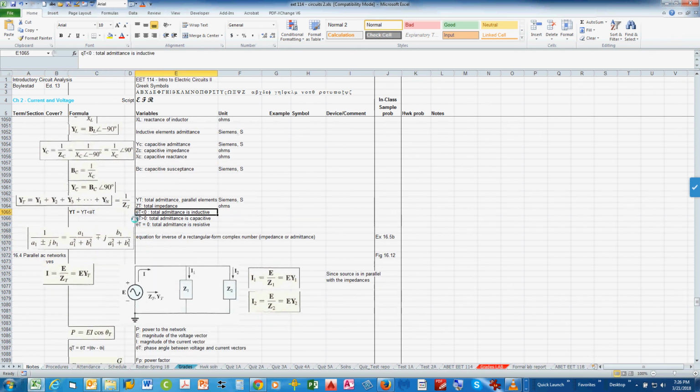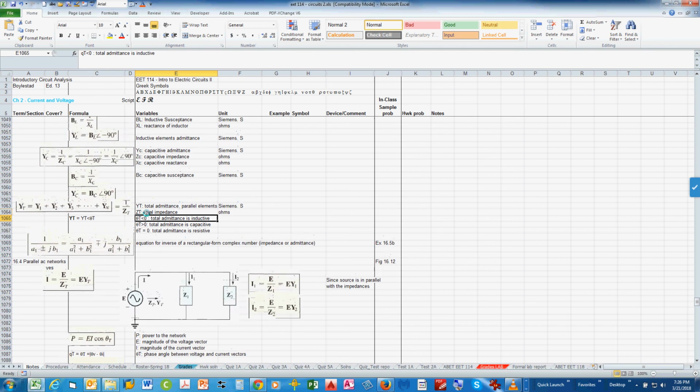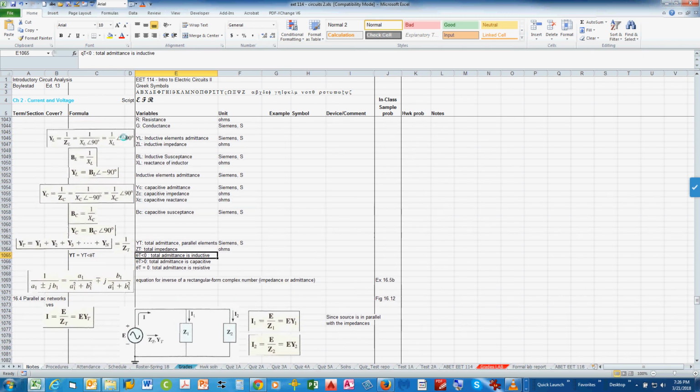If the phase angle of the admittance is less than 0, as you can see from here, it's negative 90, the total admittance is inductive. If it's greater than 0, the total admittance is capacitive, and if it's equal to 0, the total admittance is resistive.